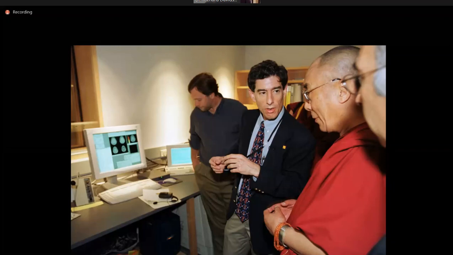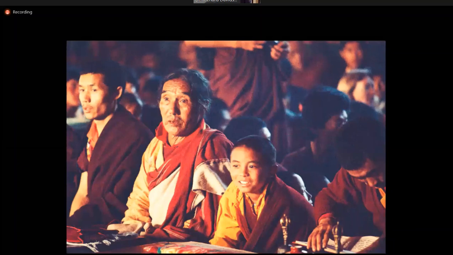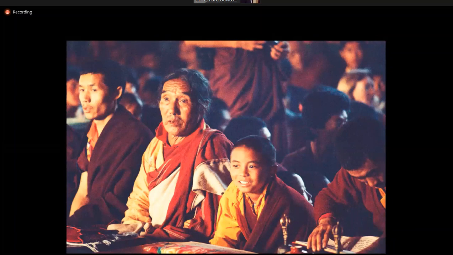I want to show a few other pictures, they're inspiring pictures, and express appreciation and devotion to those who have played a very important role in nourishing this work. This is Mingyur Rinpoche when he was around 8 or 9 years old. I don't exactly know how old. He is sitting next to his grandfather, who is a great yogi.